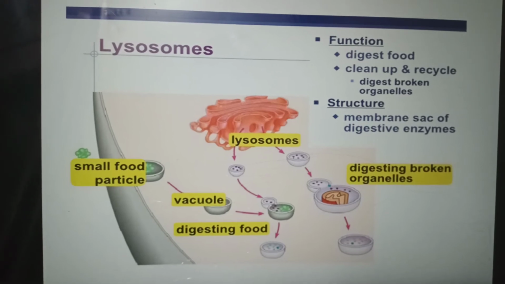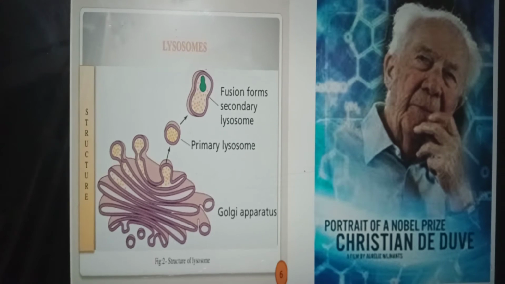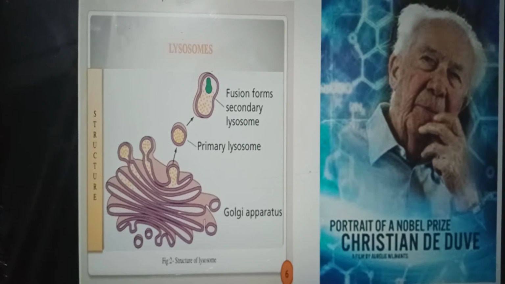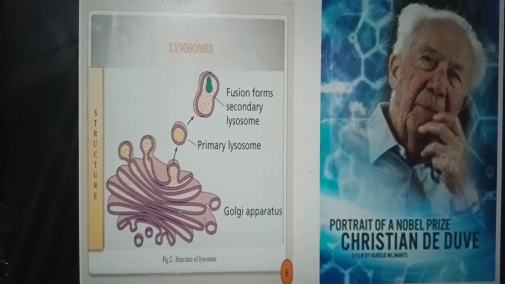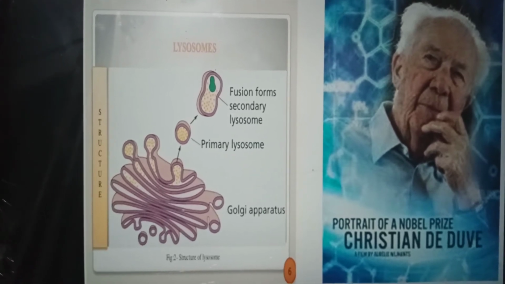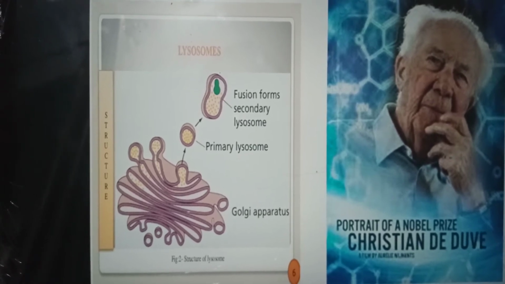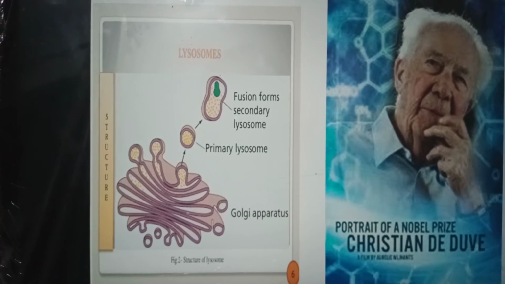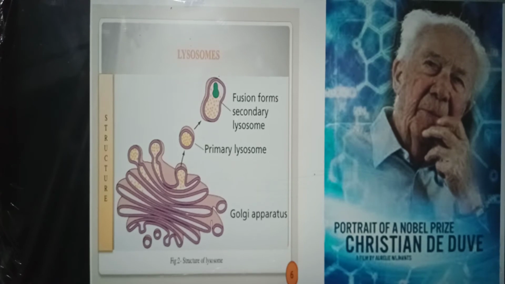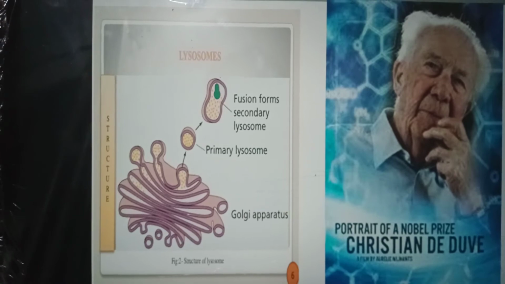The next one is lysosomes. A Belgian scientist, Christian René de Duve, discovered lysosomes. These are single membrane bounded organelles. Lysosomes contain strong digestive enzymes and work for the breakdown or digestion of food and waste materials within the cell. During its function, a lysosome fuses with a vacuole that contains the targeted material, and its enzymes break down the material.